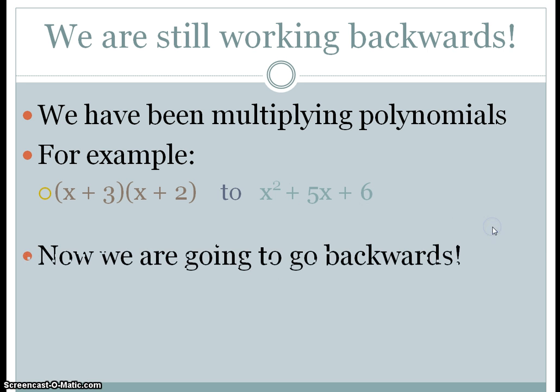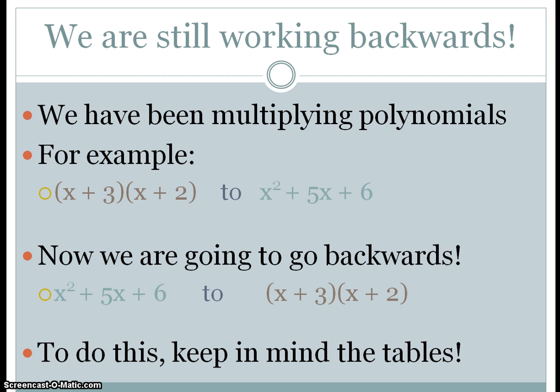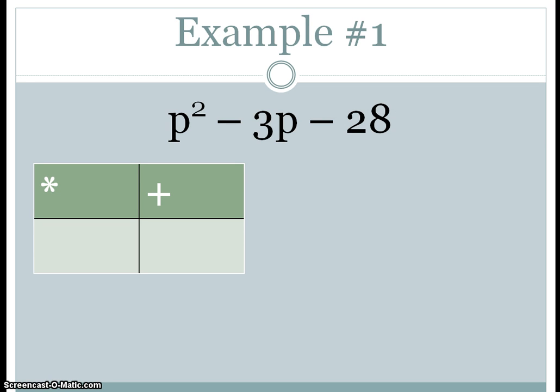Well, now what's going to be given to you will be the opposite. So we're first going to be given a trinomial such as the one here on the left, and we're going to be factoring it to get two binomials. Please keep in mind that we're going to be doing the tables like we did in class. So here's our first example.